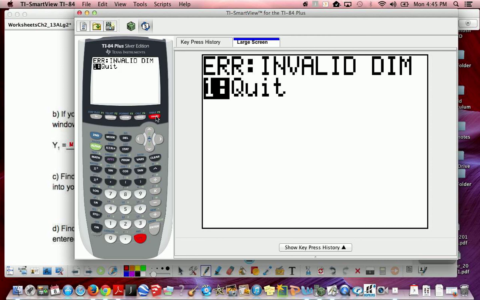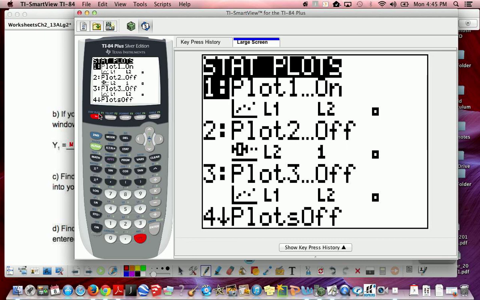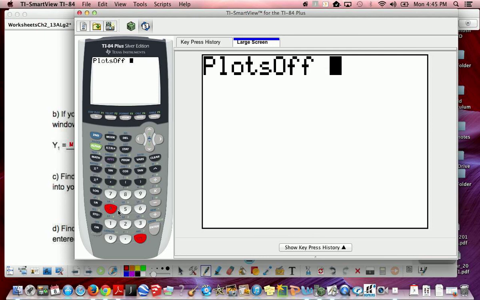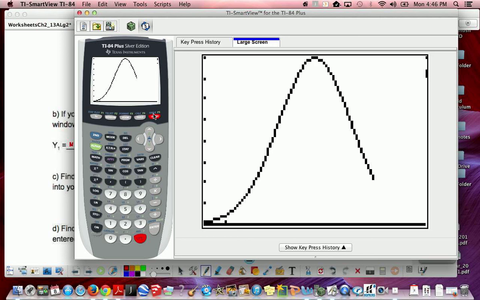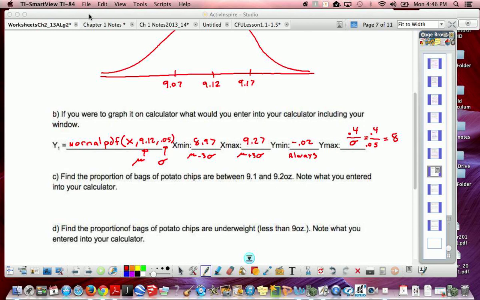Now when you hit the graph, I'm still getting invalid dim. My guess is this. If this is still happening to you like it is to me, go second y equals, and sure enough, look, I have a stat plot that is on. Select number 4 where it says stat plots off. Now if I hit graph, lo and behold, my normal curve shows up. The stat plot issue is that you have a stat plot on and there's no data in your calculator. Okay? So moving right along to question C.